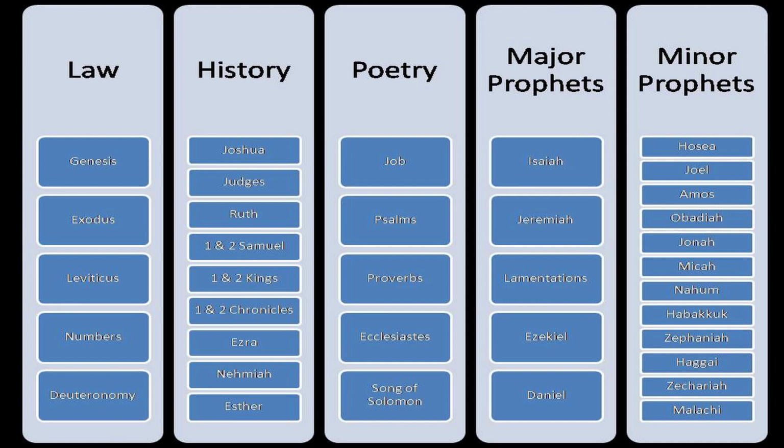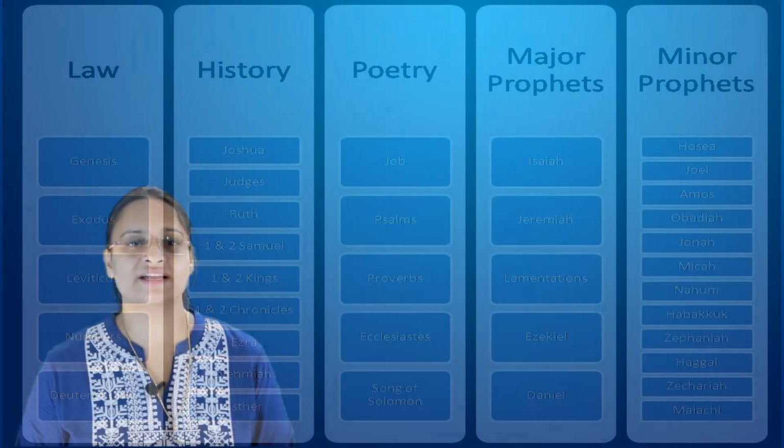The third section is poetry, which consists of Job, Psalms, Proverbs, Ecclesiastes, and Song of Solomon. The fourth section is the section of major prophets. It consists of Isaiah, Jeremiah, Lamentations, Ezekiel, and Daniel. The fifth section is the section of minor prophets, which consists of Hosea, Joel, Amos, Obadiah, Jonah, Micah, Nahum, Habakkuk, Zephaniah, Haggai, Zechariah, and Malachi.